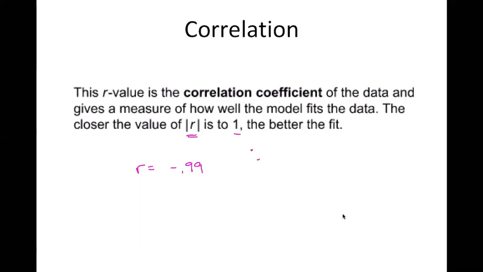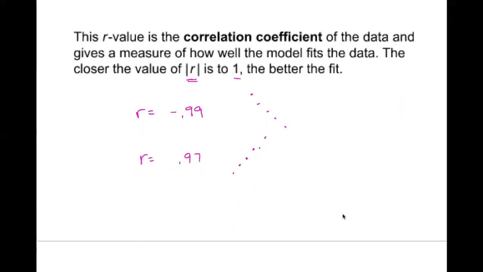So your data points might look something like this. If you have an R value, let's say of 0.97, again, it's a very strong correlation. But this time our slope would be positive. So you might have a data set that looks like that. So correlation is how strong of a relationship do those points have.